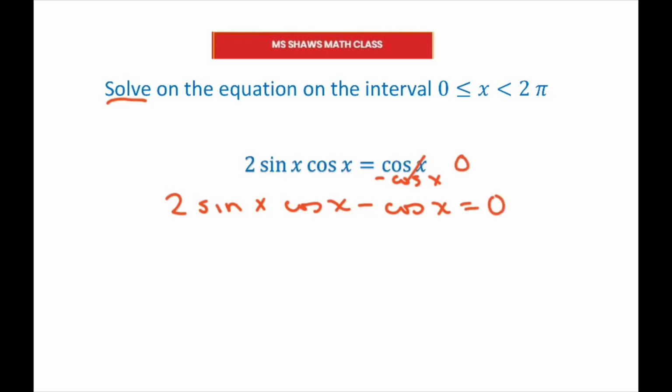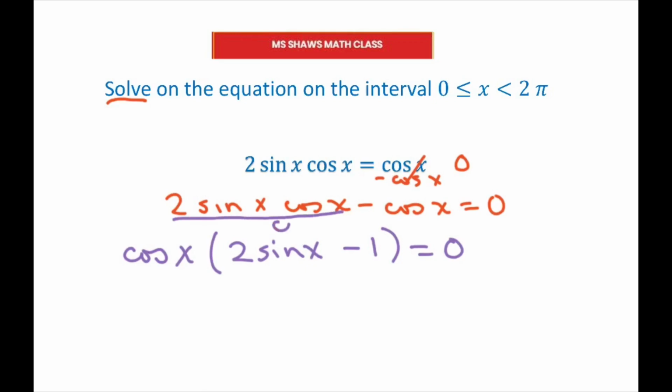Now what we want to do is factor out a cosine. So I'm going to pull out the cosine. It's kind of like dividing. And when you pull it out, you're going to get 2 sine of x minus 1 equals 0. Remember, it's like you're dividing this piece by cosine and this piece by cosine. But you don't lose your divisor.